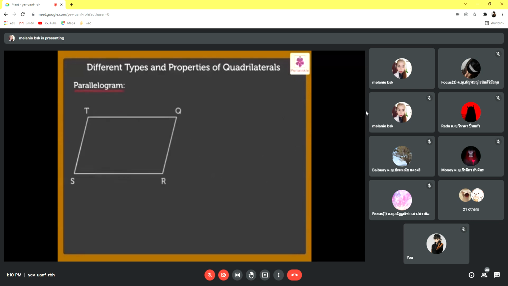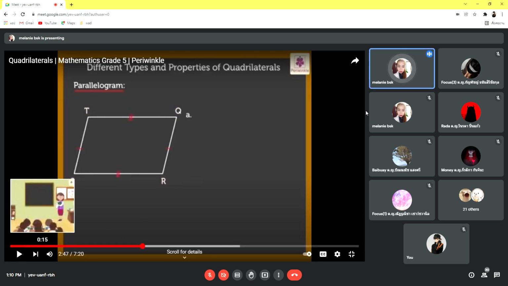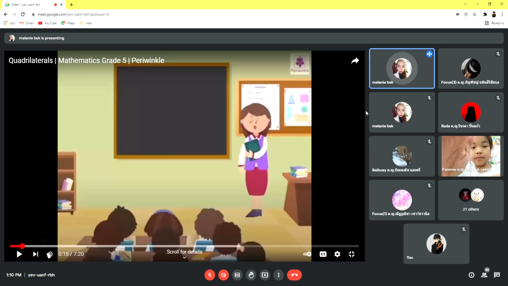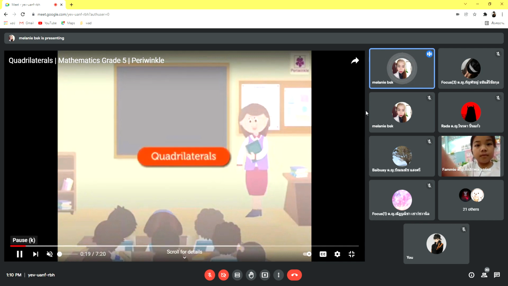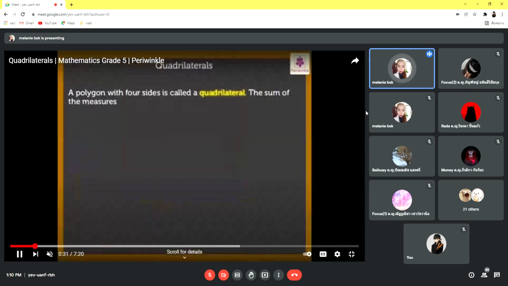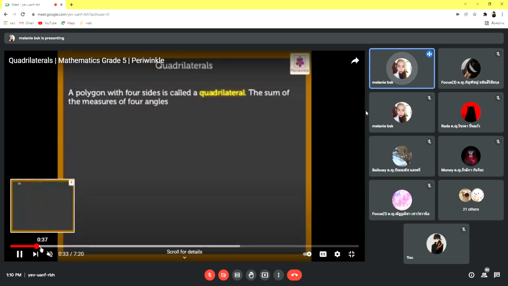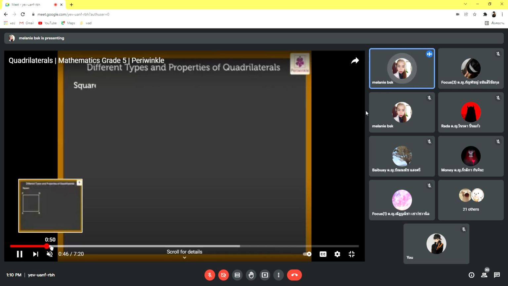Coming to a parallelogram. Look at the parallelogram TQRS. Children, we're just going to stop here for a moment. We're just going to have equiangular quadrilaterals, which means all the angles are equal. We're just going to have the square and the rectangle for now because they are the equiangular quadrilaterals.